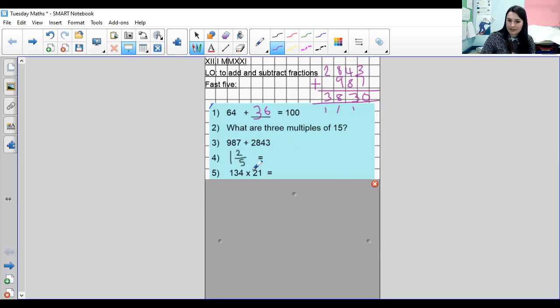Okay, revision from yesterday. 1 and 2/5 as a top-heavy fraction. So I do whole number times denominator. 1 times the 5 is 5, add the 2 is 7, and I leave the denominator the same.